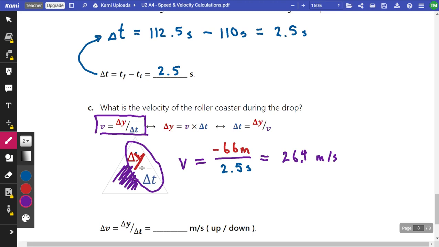And specifically, this also comes out negative. So that means it's going downwards. Okay. Again, we get that extra bit of information. We are told the direction that this is moving in. Okay. Not just that it's going this fast, but specifically this fast downwards. So the velocity of the roller coaster is going to be negative 26.4 meters per second, which means it's going downwards at that rate.